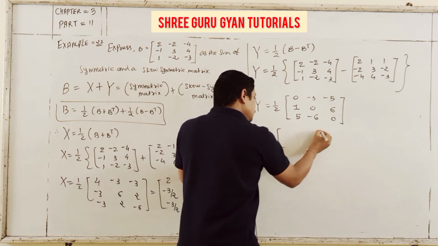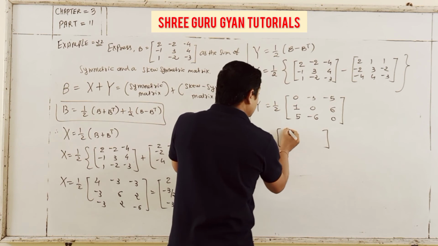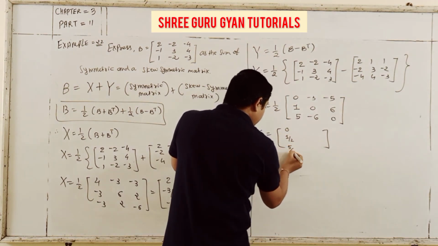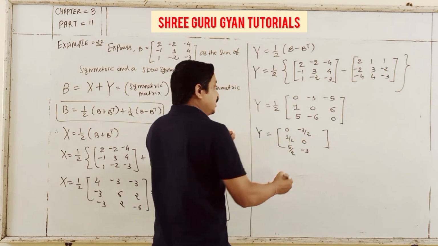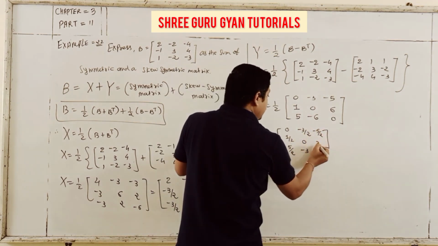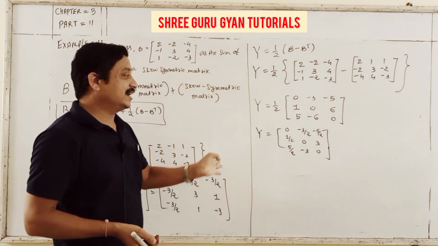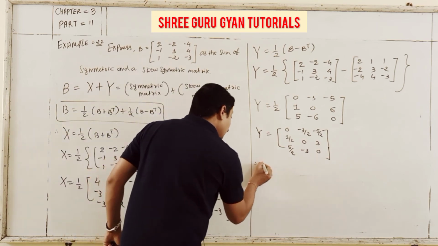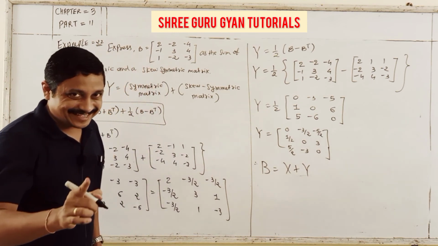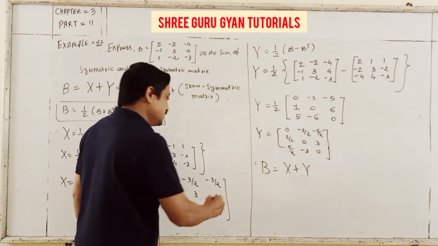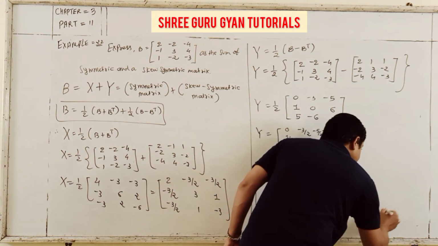Now divide by 2. It's a very easy process. So here 0, half 5 by 2, minus 3 by 2, 0, minus 3. Next minus 5 by 2, 3 and 0, minus 5 by 2, next 6 by 2 is 3, and it is 0. So finally you will get the B matrix as the sum of the two: one is the symmetric matrix, second is a skew symmetric. So here B matrix equals matrix X plus matrix Y.